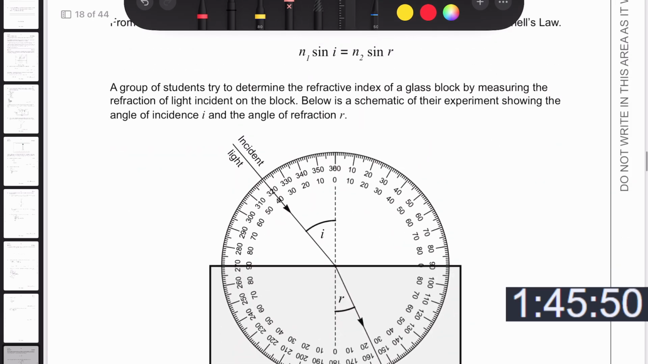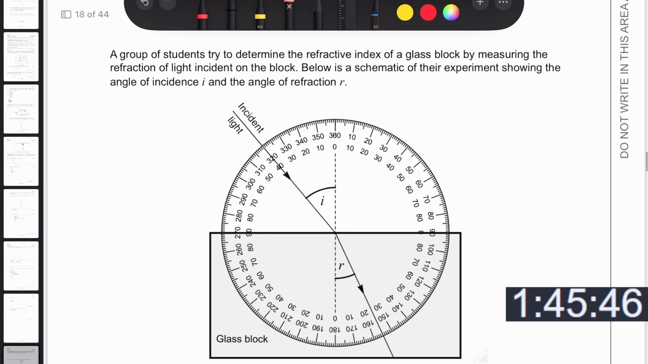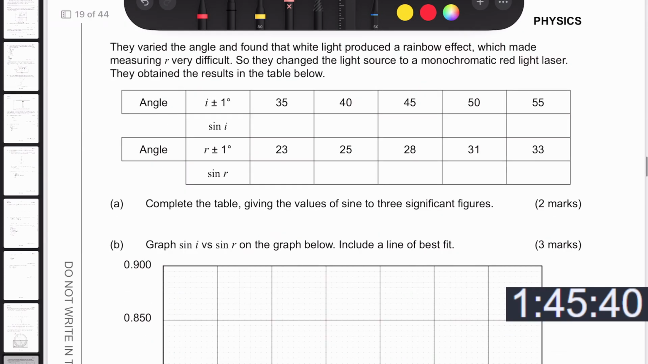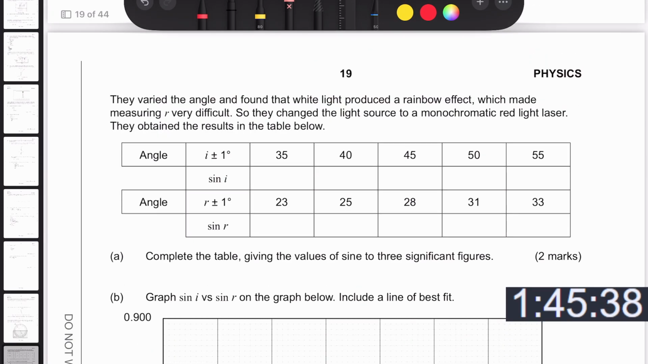They are measuring the refractive index. Below is a schematic of the experiment showing the angle of incidence and angle of refraction. Okay, they varied the angle and found that white light produced a rainbow effect, which made measuring R very difficult. So they changed the light to a monochromatic red laser to obtain the results below.